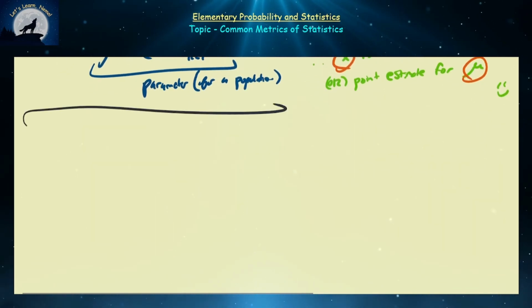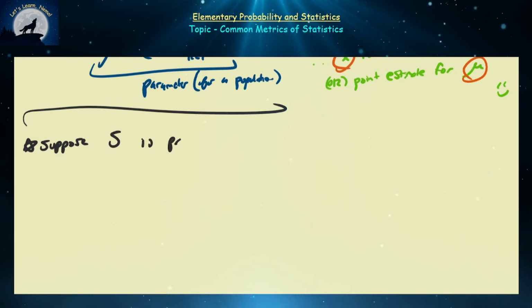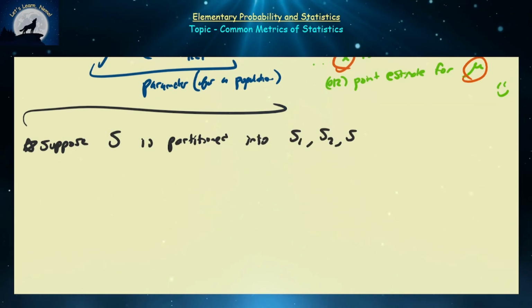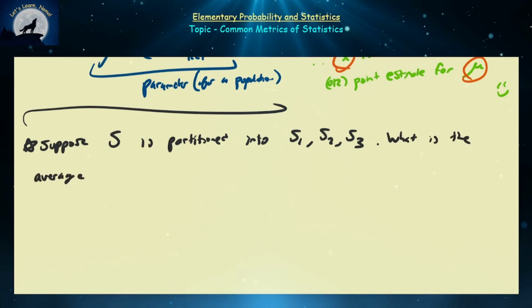Another thing I also want to mention with respect to sample means, since they're so commonly used, is in regards to partitioning. And we already know that partitioning does have some advantages from the sampling perspective. So let's assume that S is partitioned into, let's say, S1, S2, and S3. And what do we mean by partition? Well, S1 union S2 union S3 equals S, and S1, S2, and S3 are mutually exclusive, i.e. they do not have any overlap. So what is the average? And when I use average, I'm talking about the arithmetic mean of the values in S.